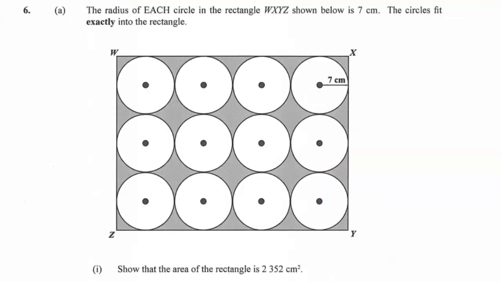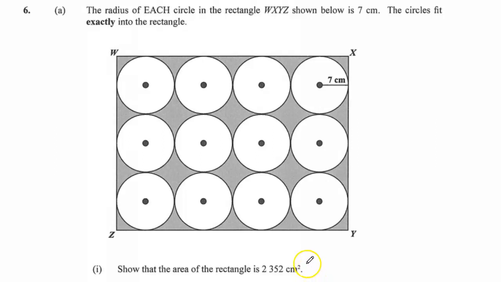So question 6 part A. Here we have a rectangle with some circles inside. We have how many circles? 4 in each row, so we have 12 circles, each with a radius of 7 centimeters, and they fit exactly into the rectangle. Now we are asked to show that the area of the rectangle is 2352. How do we do that?